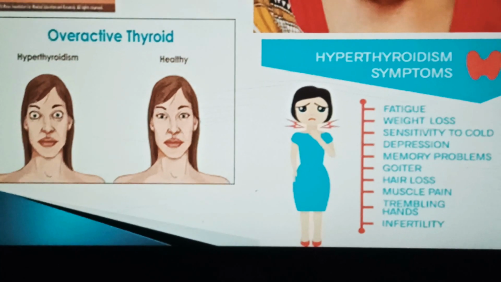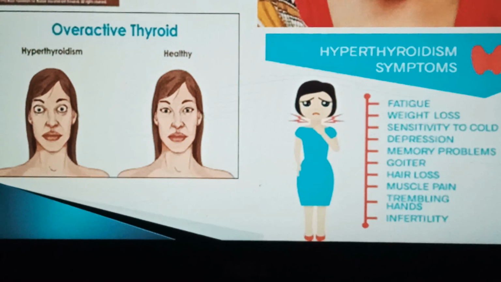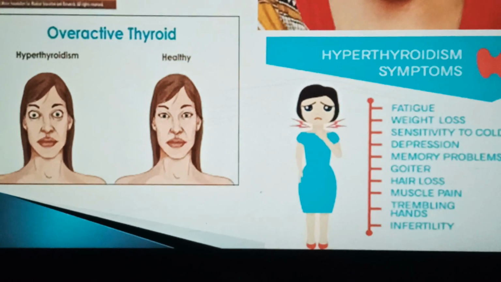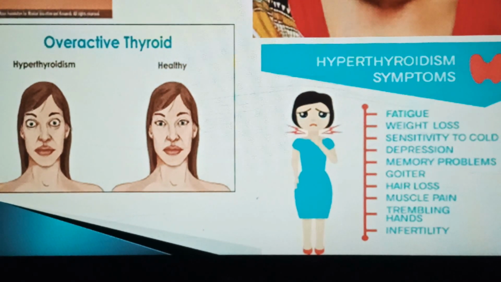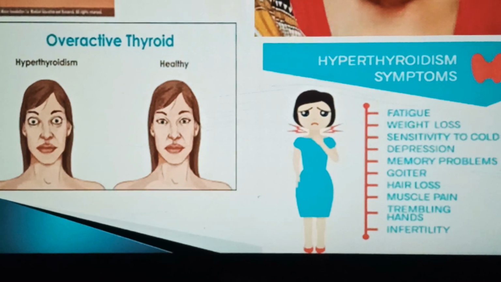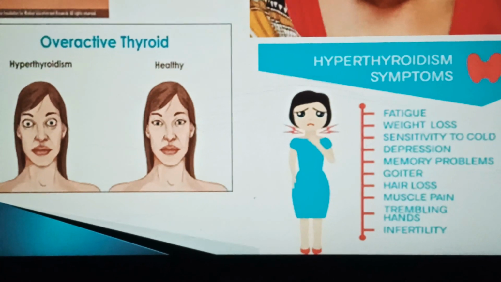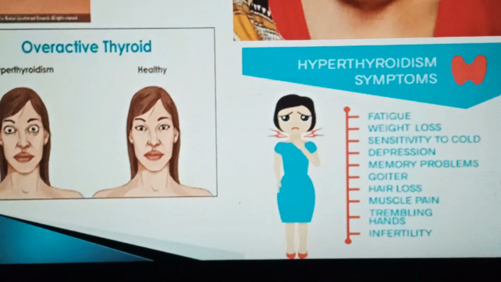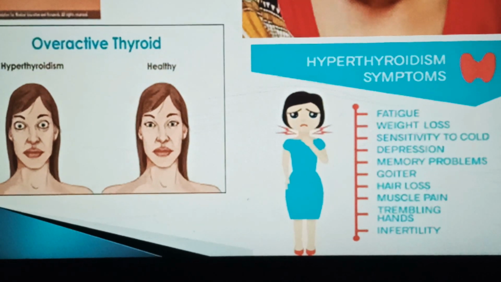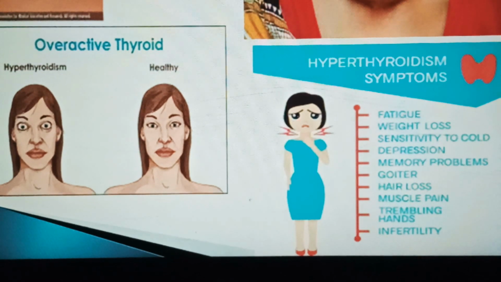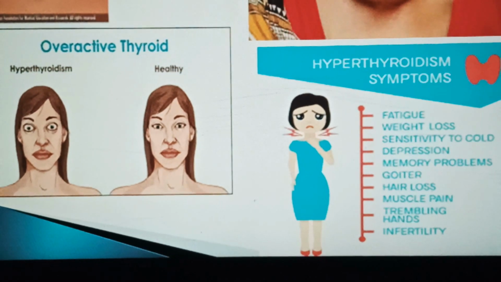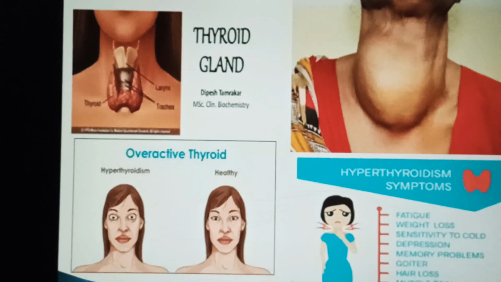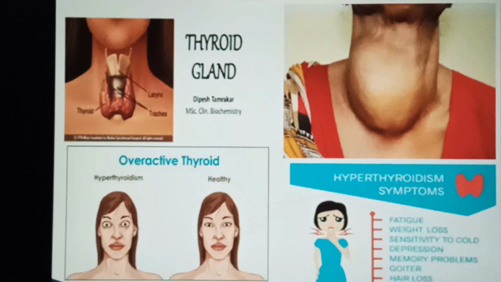Its symptoms are increase in energy production, increased heartbeat, frequent sweating, and shivering of hands, and moreover fatigue, weight loss, sensitivity to cold, depression, memory problems, goiter, hair loss, muscle pain, trembling hands, and infertility. So that was all about the thyroid gland.